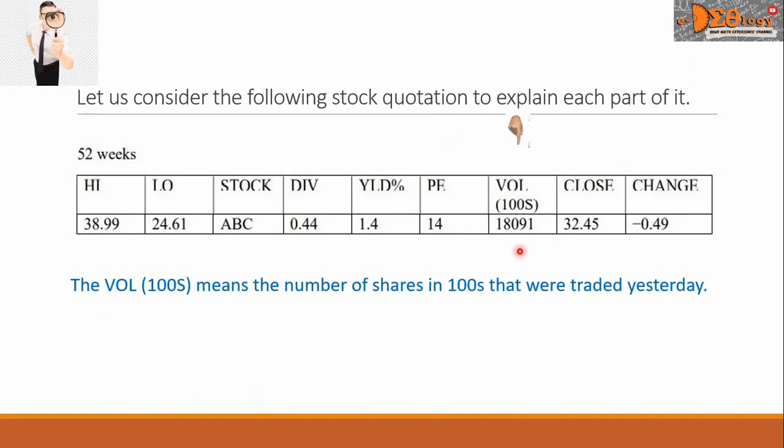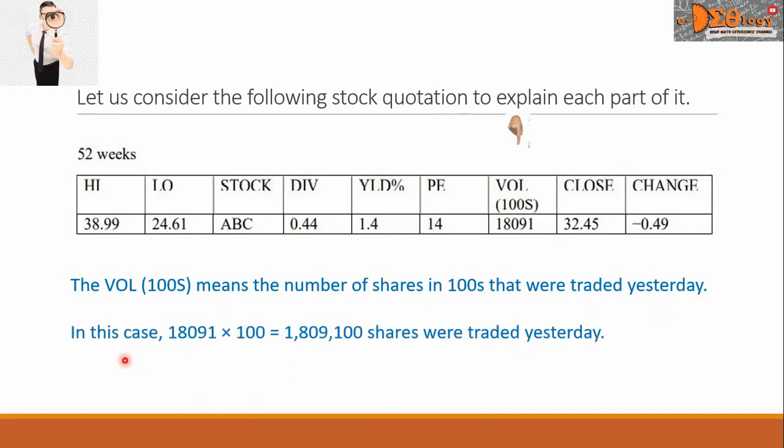The volume per hundreds means the number of shares in hundreds that were traded yesterday. In this case, 18,091 multiplied by 100 equals 1,809,100 shares were traded yesterday.